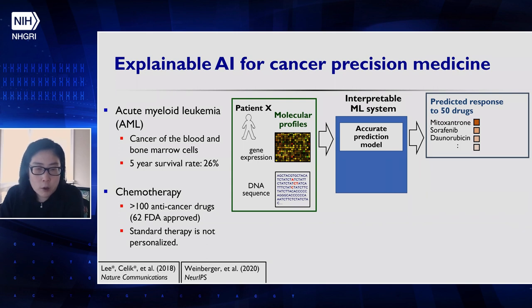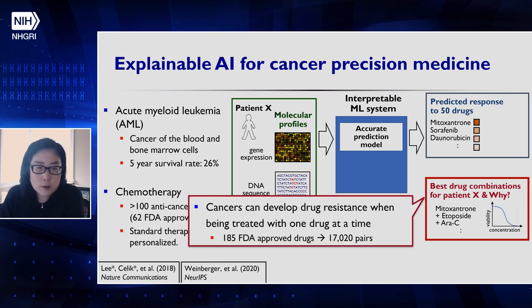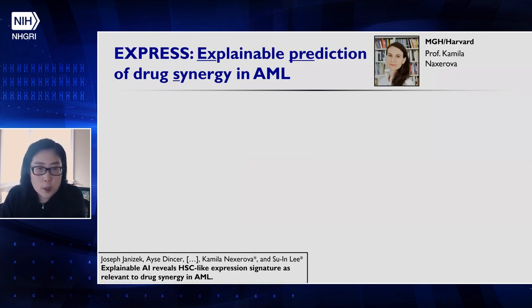In our ongoing project, which I'm going to focus on in this talk, we are interested in improving the process of selecting a combination of drugs. The reason is that single drugs are often not effective. This makes our problem harder, because if there are 100 FDA approved drugs, suddenly there are over 10,000 drug pairs. When we have too many choices, it would be extremely useful to know why or why not certain drug pairs are a good option. For that, we are collaborating with Kamila Naxerova at Harvard Medical School.